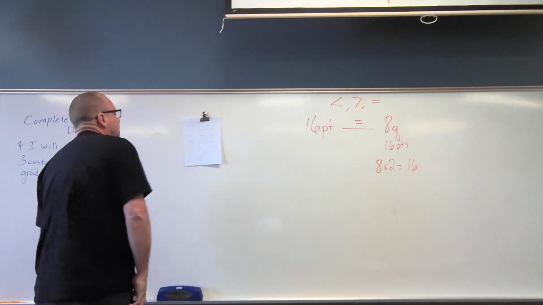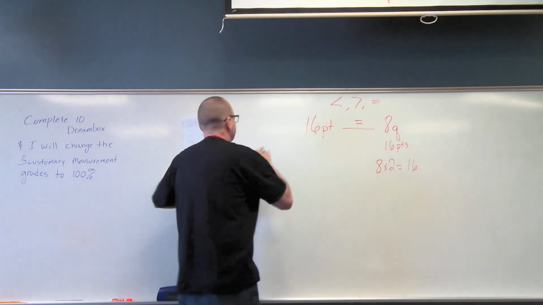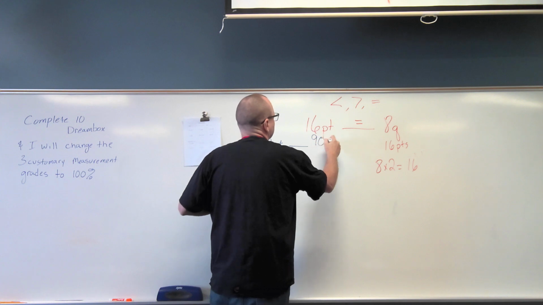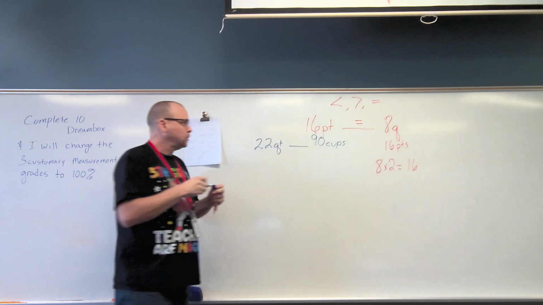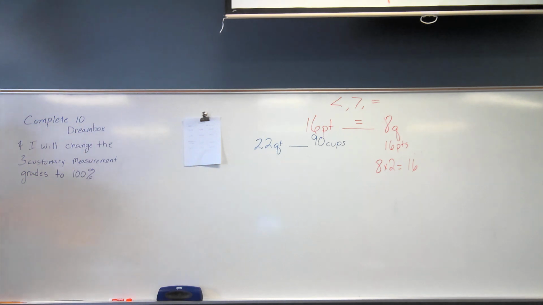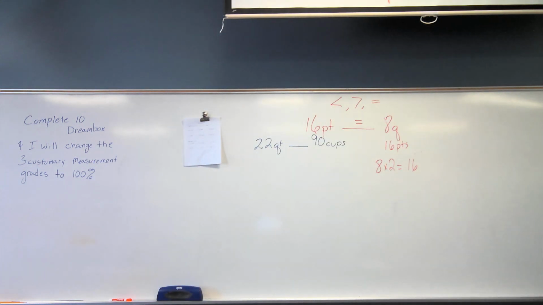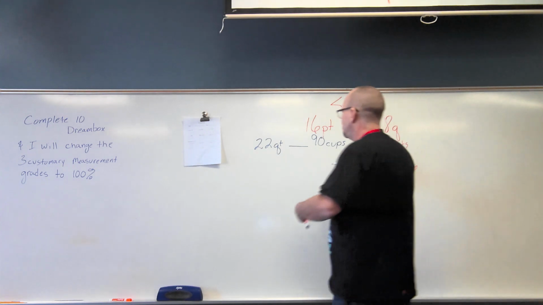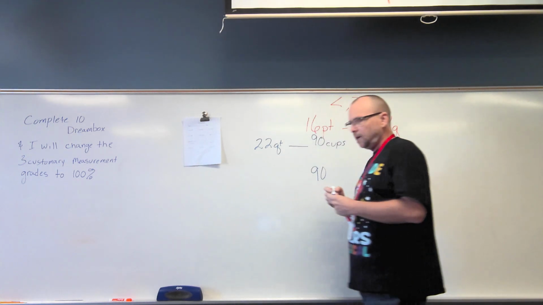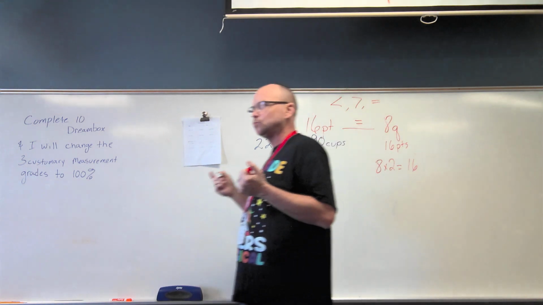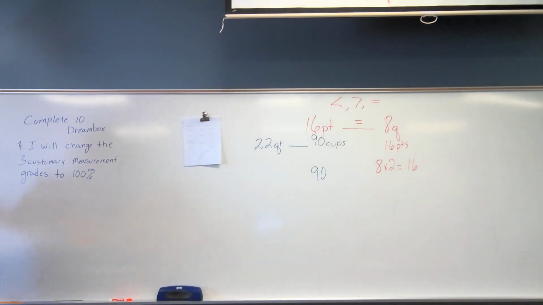All right, let's look at 22 quarts, 90 cups. We either want to have them both say cups, or we want to have them both say quarts. One or the other. Jason, you want to change the quarts to cups or the cups to quarts? Cups to quarts. So we're going to do something with this 90. We have to know how many cups are in 1 quart to tell us whether we're going to multiply or divide.